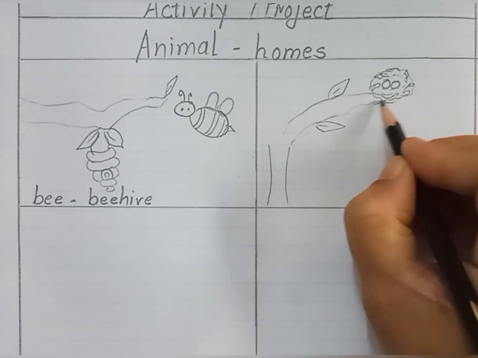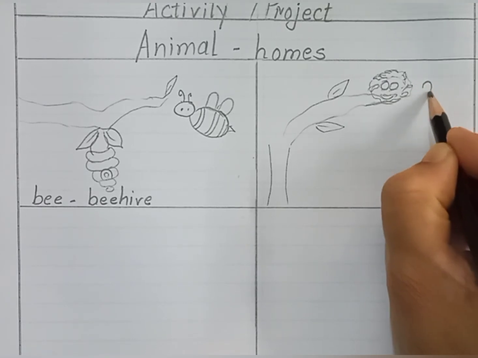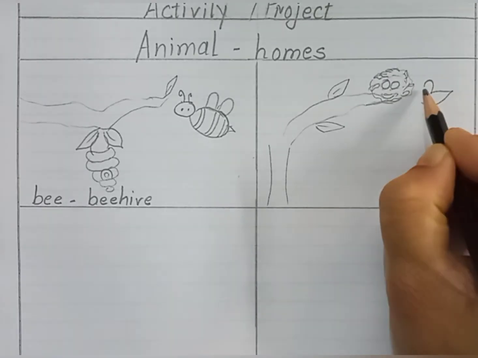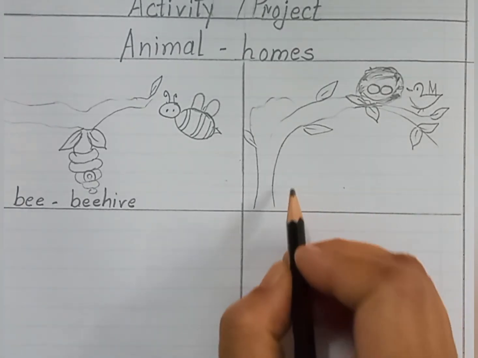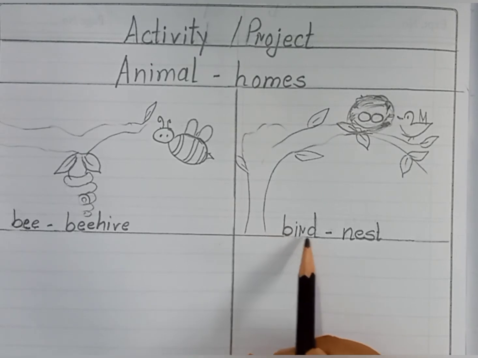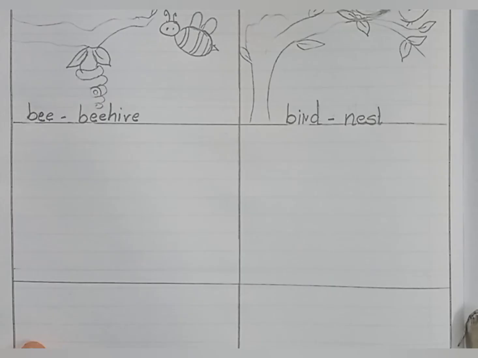And here we are going to draw one bird like this. You can also draw and color the picture. And here are the names. B-I-R-D, bird, and N-E-S-T, nest.